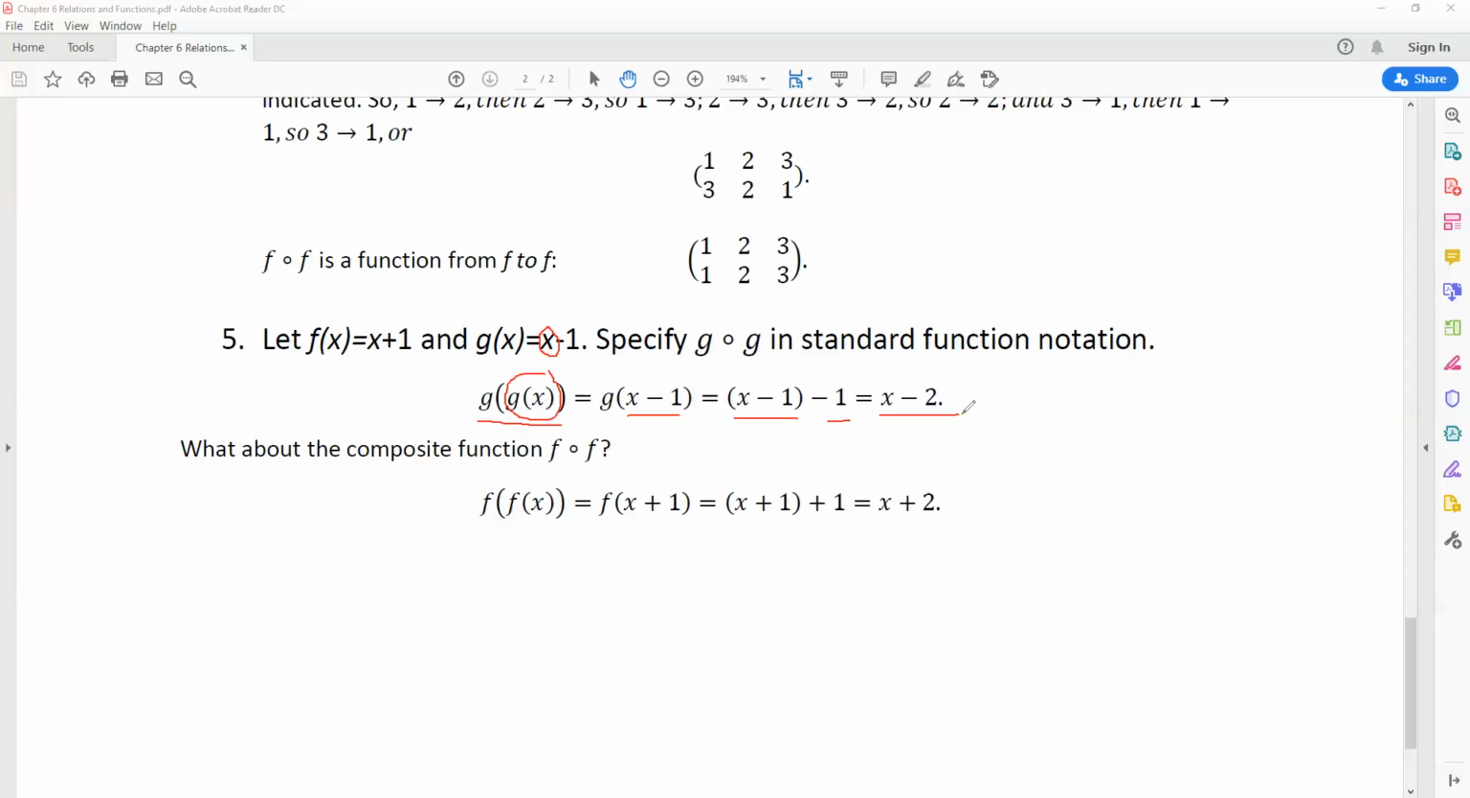Let's take a look at f of f. Well, f of f of x may be written this way. And again, I'm going to substitute in f of x for the domain, which means x plus 1 is my input value. At this point, I go back to the function f of x, and I'm going to substitute in for this x, x plus 1. Once I do that, I have x plus 1 plus 1, which simplifies to x plus 2.